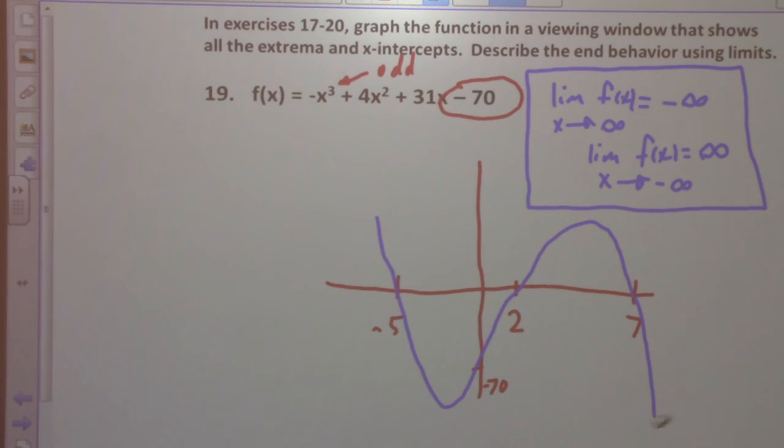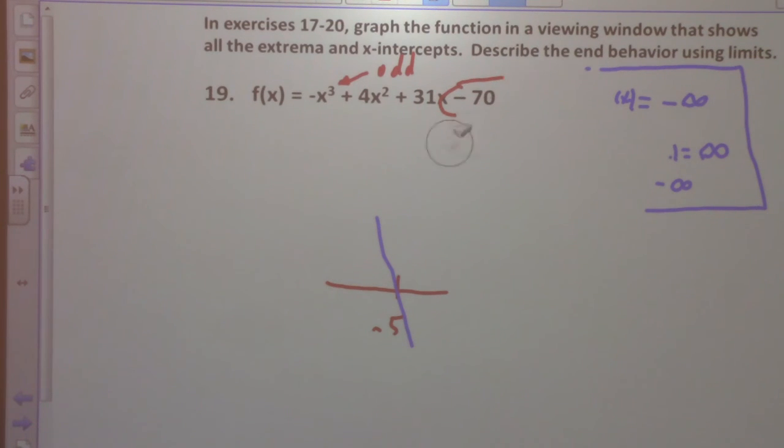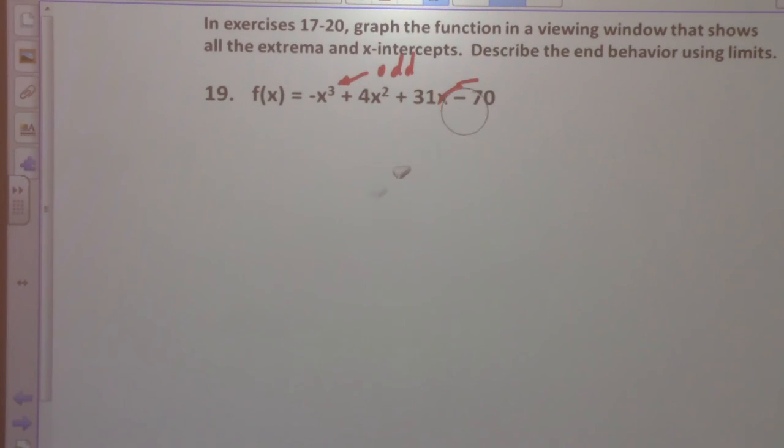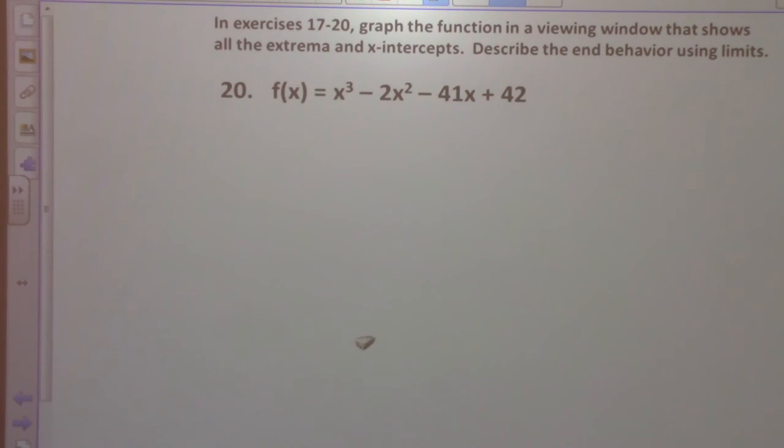Okay, what I'm going to do for number 20 is have you do that one, and I'm going to call on somebody to give me a viewing window. I'm going to use my random name generator for the first time in class this year. You already have it worked out? Oh, you're working on it, okay.